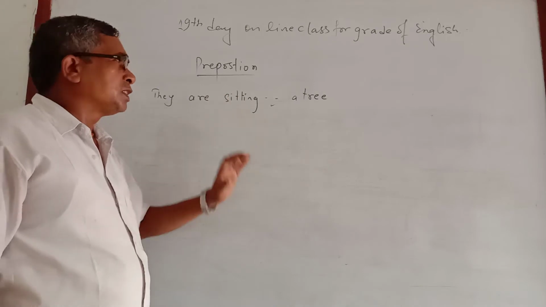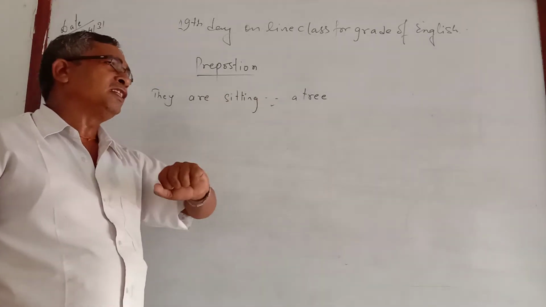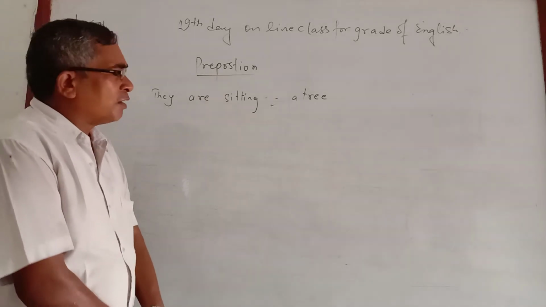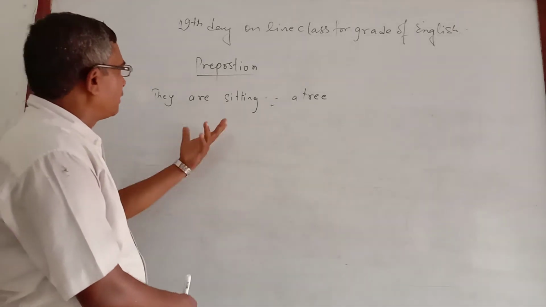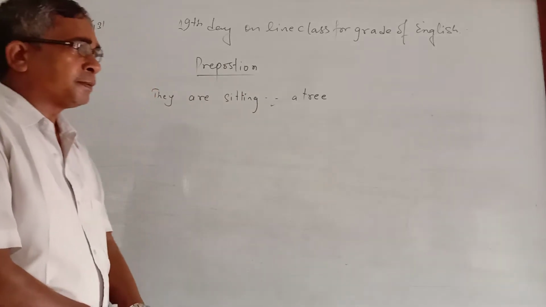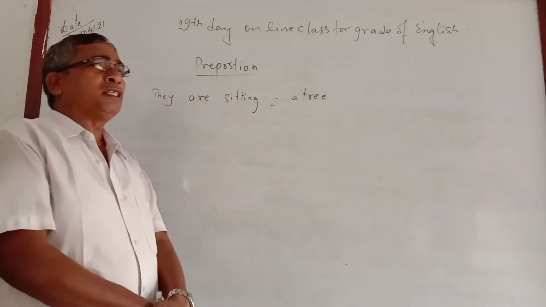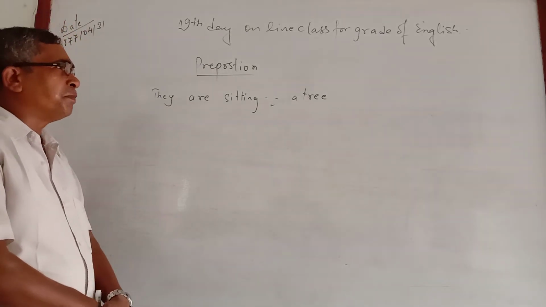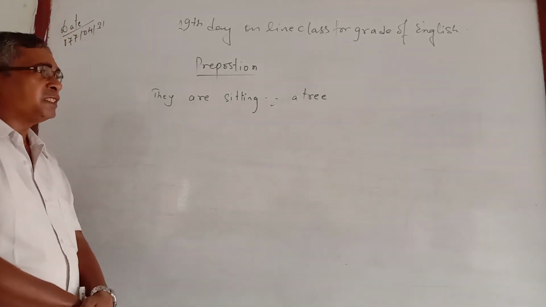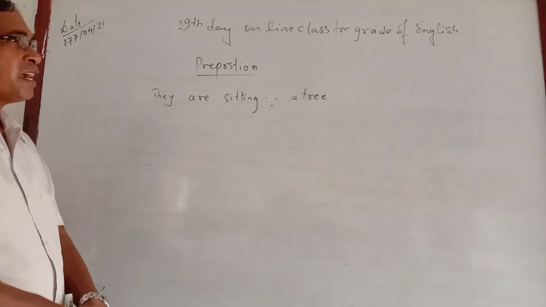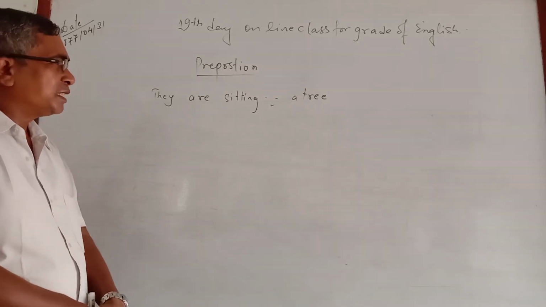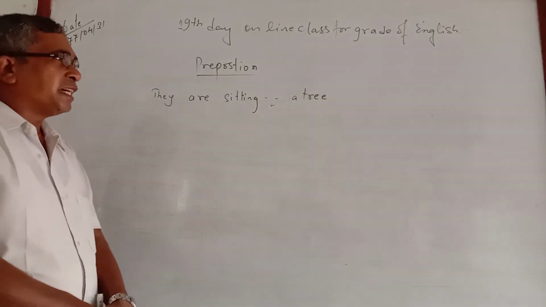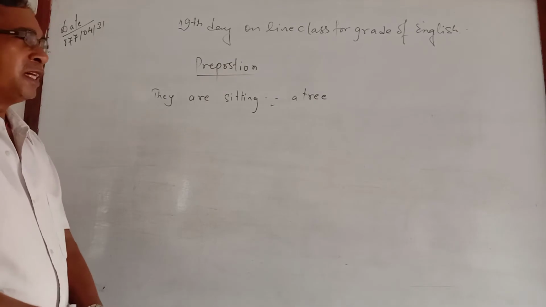But if you say they are sitting under a tree, of course the answer is right, but it is not sure that only under can be written here. Sometimes we may also write they are sitting away a tree, or they are sitting around a tree. It means exactly which preposition is the best answer for the given question is very complicated. Why? Because according to the condition, you have to make the judgment, you have to make the decision whether this or that, which one is the appropriate answer.